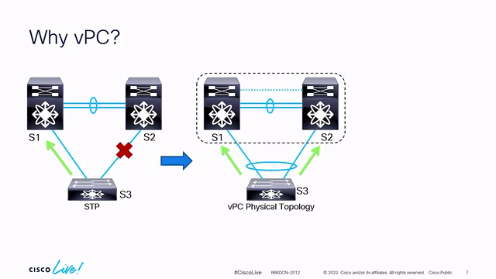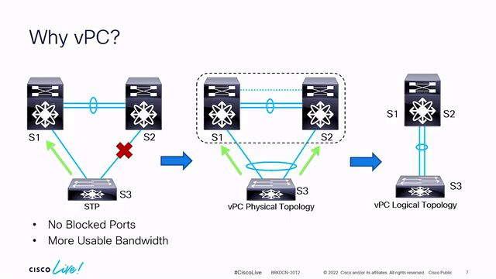What you can do is tell switch 1 and switch 2, hey, the two of you are working together. You are creating a VPC domain. And to switch 3, you are represented as a single logical layer 2 switch connected over a port channel. So to switch 3, it means I can use all of the links, I have faster convergence time, and I have more bandwidth. So that's the main reason why you would use VPC and what the benefits are.